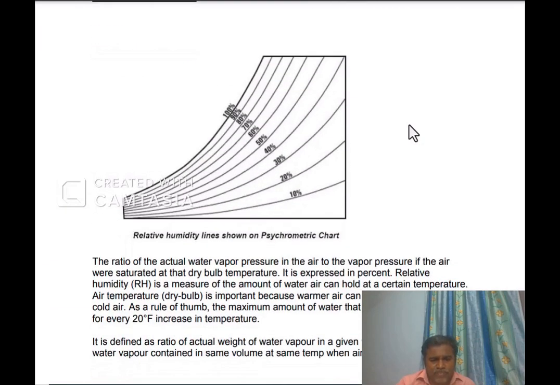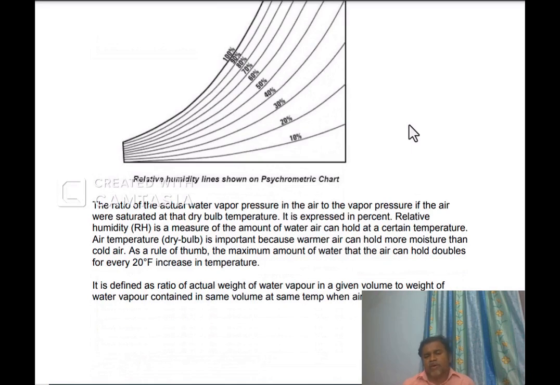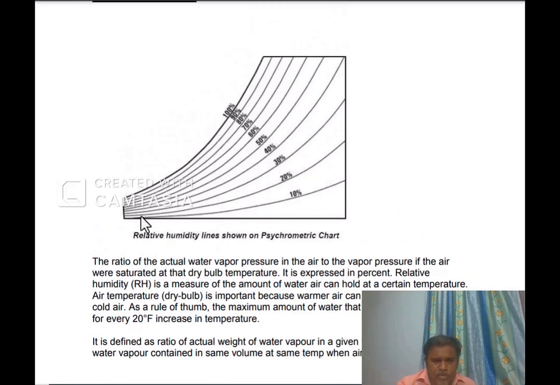Relative humidity. Another name for relative humidity is RH. You can see the lines moving up from the bottom in a curved fashion: 10, 20, 30, 40, 50, 60, 70, 80, 90. I already told you the 100% line is the saturation line. You can see here, this is the saturation line.